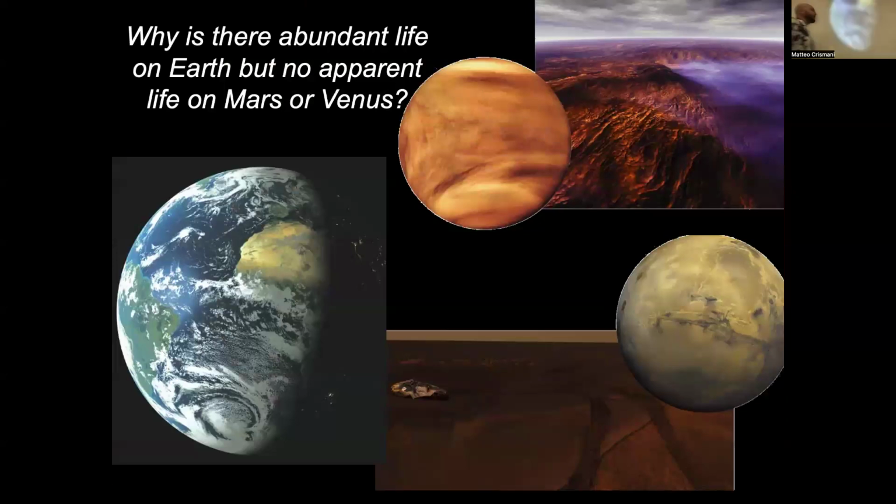We'll talk about why there is abundant life on Earth. Basically, everywhere you look on Earth, something's creepy crawling, right? But apparently none on Mars or Venus. We'll talk about some of the challenges to life arising on those planets. Okay?